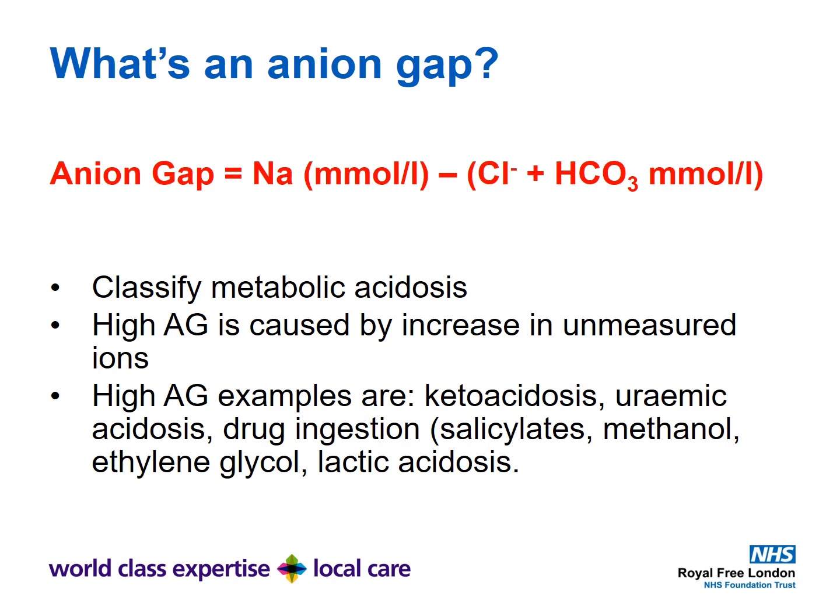What is an anion gap? The anion gap is essentially the sodium in millimoles per litre minus the chloride plus the bicarbonate ions in millimoles per litre. We can do this to help classify a metabolic acidosis. A high anion gap is caused by an increase in unmeasured ions, and examples of this are ketoacidosis, uremic acidosis, drug ingestion such as salicylates and methanol, ethylene glycol or antifreeze, and lactic acidosis.